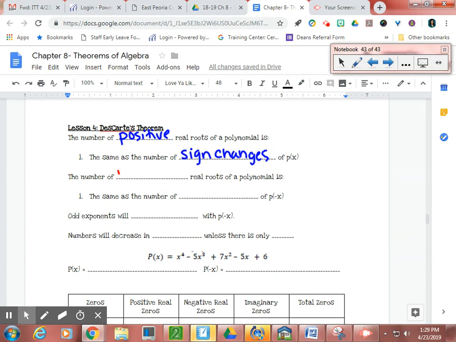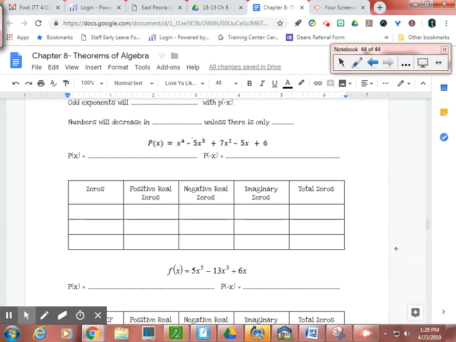Then the number of negative real roots is going to be based on the number of sign changes of p of negative x. Odd exponents are always going to change in p of negative x, and the number will decrease in pairs unless there's only one, because you can't take anything away from one. You can't take a pair away from one. Okay, so that might not mean a lot, but let's look at an example of this.